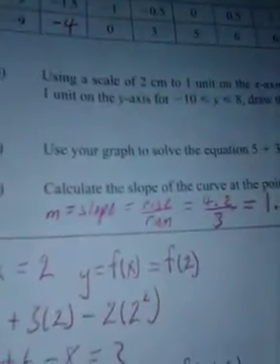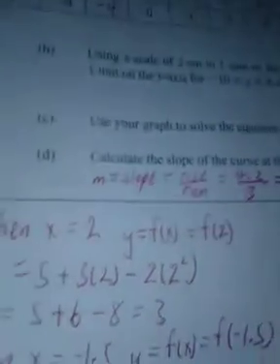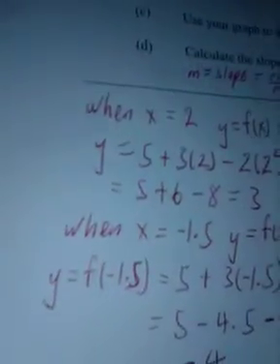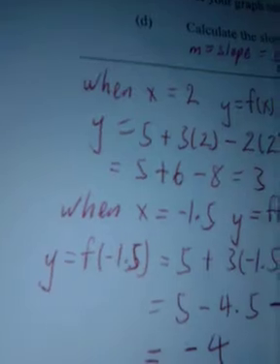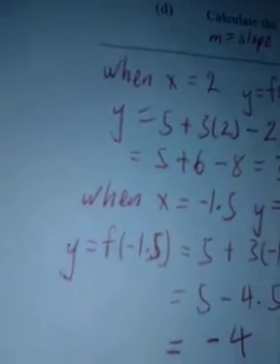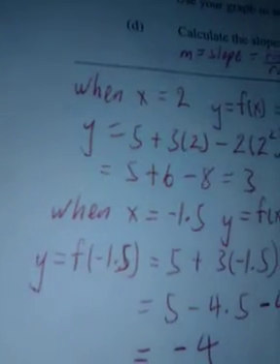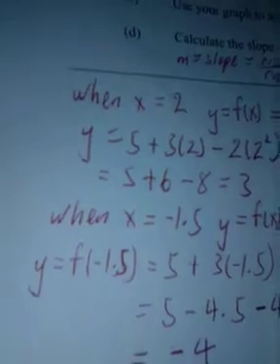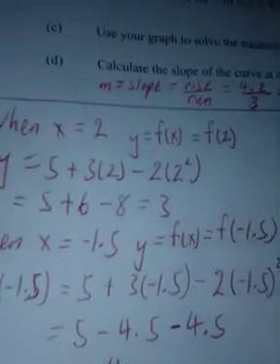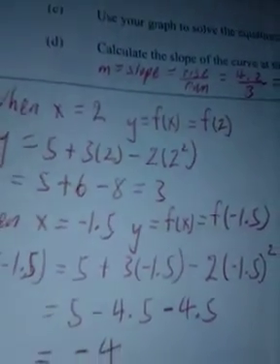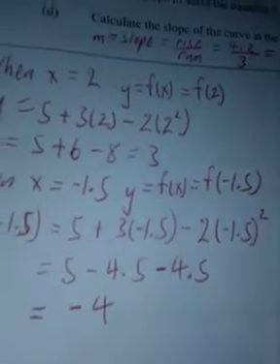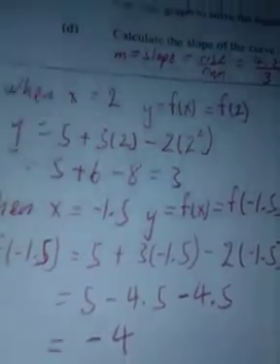So I can say f(2), the function when x is 2, is going to be equal to 3. Now, when y is equal to -1.5, or the function f(-1.5), wherever x is, I'm going to write -1.5. So I end up with all of this, and I end up with -4. You see that? So -4.